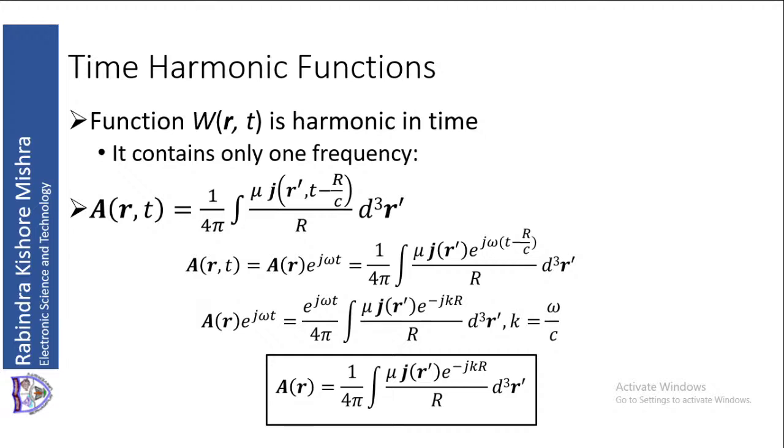Since exponential j omega t is something we know now, that is at our hand, we will keep it aside. We will only deal with A(r), or only the spatial part.